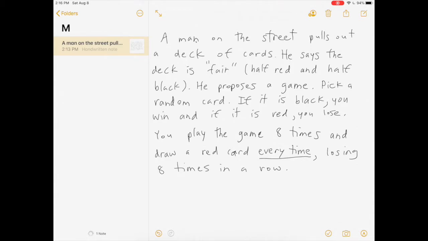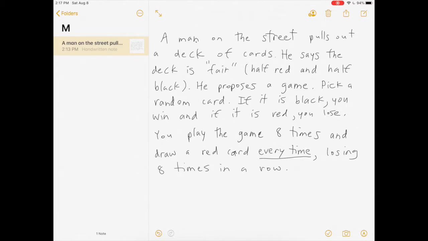A man on the street pulls out a deck of cards. He says the deck is fair. That means it's half red and half black. Okay, it's a regular deck of cards. He proposes a game. Pick a random card. If it is black, you win, and if it is red, you lose. You play the game 8 times in a row and draw a red card every time, losing 8 times in a row.